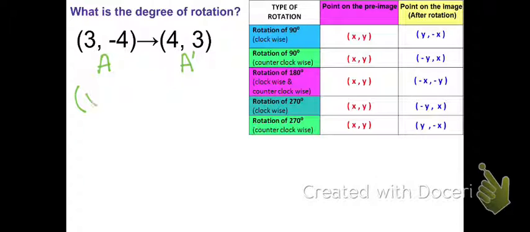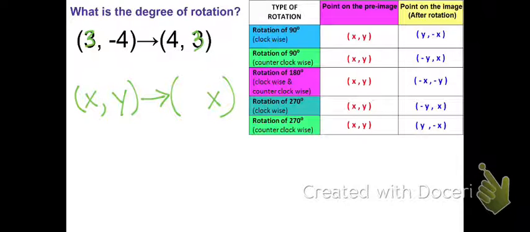A is our XY. Notice that the 3, our X coordinate, is now in the Y coordinate spot. So that's now the second number we see. And the -4, our Y coordinate, is now in the X coordinate spot, but it's now positive. It's the opposite sign. So it's the opposite of Y. So which degree of rotation occurred? Right here. And also right here. We can describe this rotation as rotating 90 degrees counterclockwise or 270 degrees clockwise.